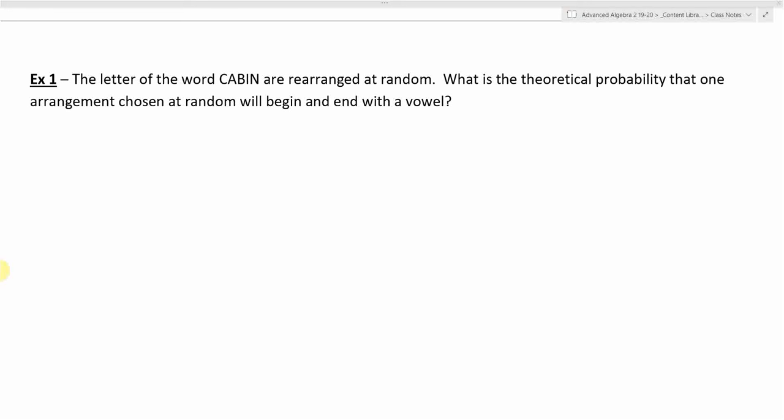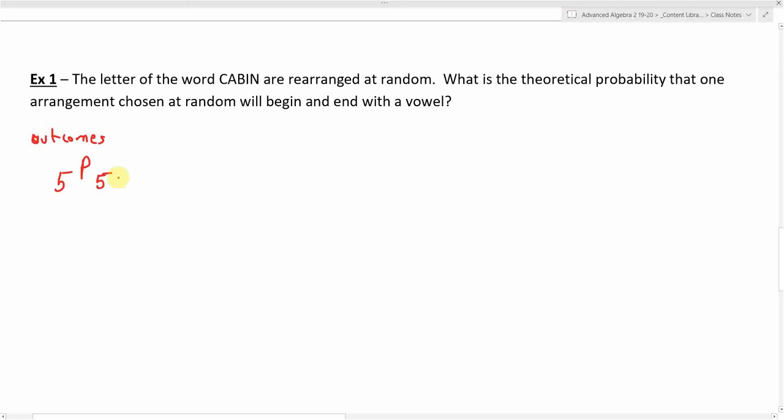We've got 5 different letters, so we're going to figure out how many different ways those 5 letters could be arranged, and then we want to know how many of those arrangements begin and end with a vowel. So let's think about the possible outcomes. Possible outcomes are pretty simple. In this case, none of the letters repeat. So we have 5 things, and we're going to arrange all 5 of them.